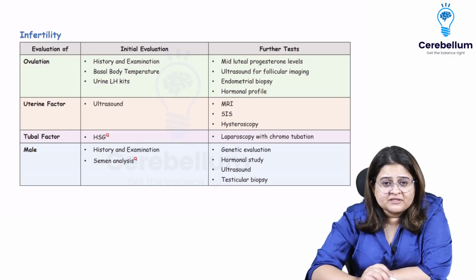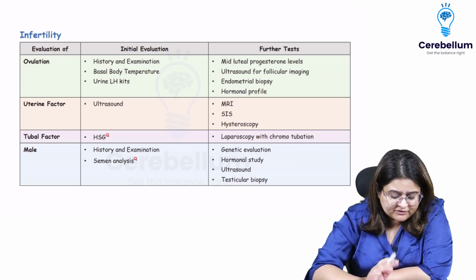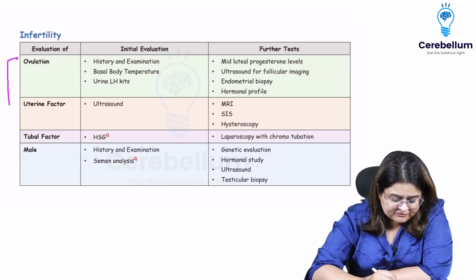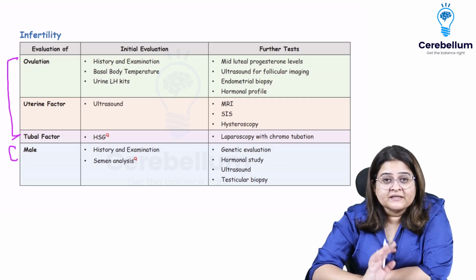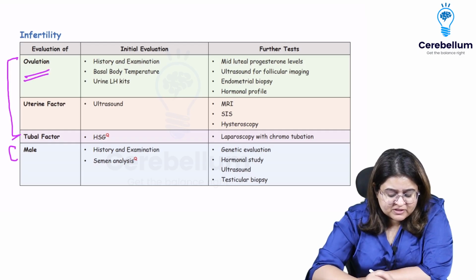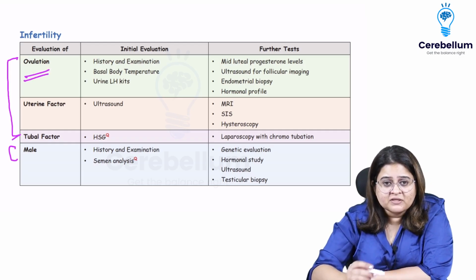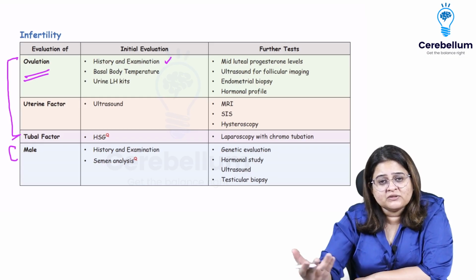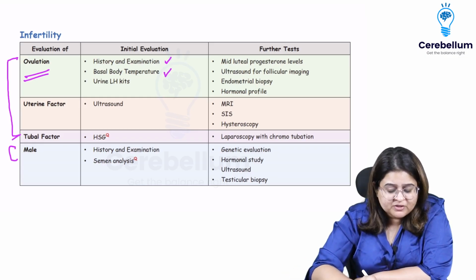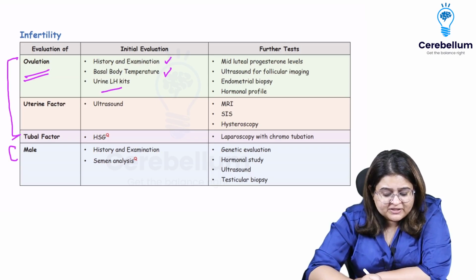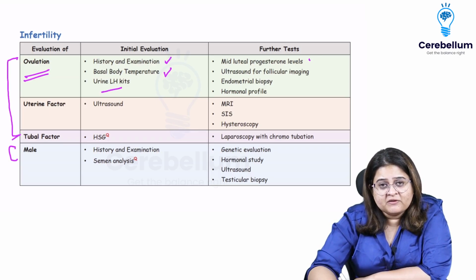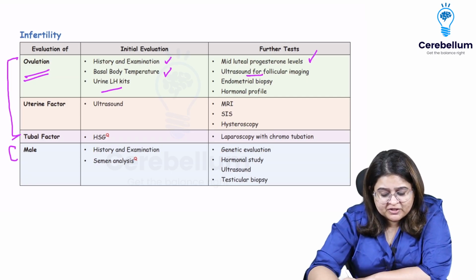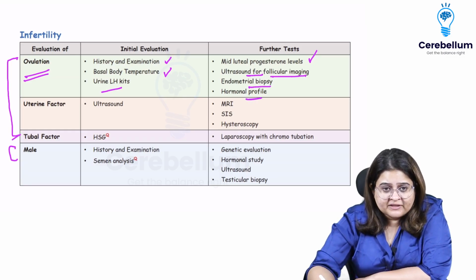But if she has infertility, how will you go about evaluating her? We are going to look at 4 things primarily: the female factor and the male factor. In the female factor, we look at ovulatory disturbances, where we check whether she's ovulating or not. How do we check for that? We take a history. A regular cycle will tell you that she's ovulating. You can ask her to check her basal body temperature or use urine LH kits. Further tests are the day 21 progesterone level, an ultrasound for follicular imaging, an endometrial biopsy, or a hormonal profile.